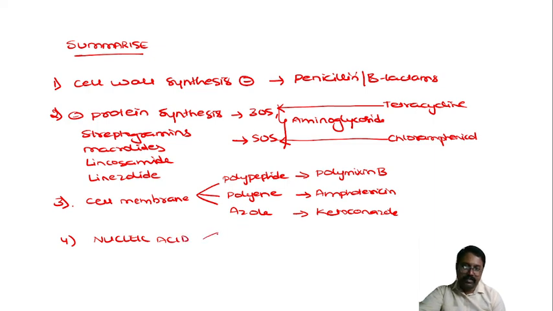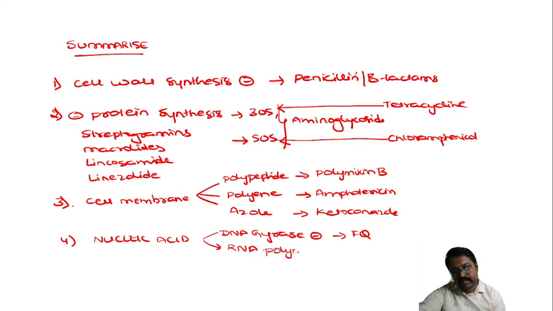Here we have DNA gyrase inhibitors. The example is fluoroquinolones. Next we have the RNA polymerase inhibitor. Example is rifampicin. Then next we have the drug which destroys the DNA. We have metronidazole.